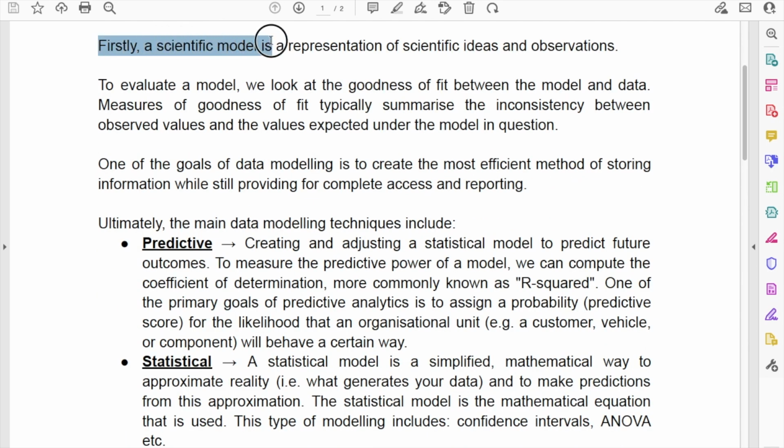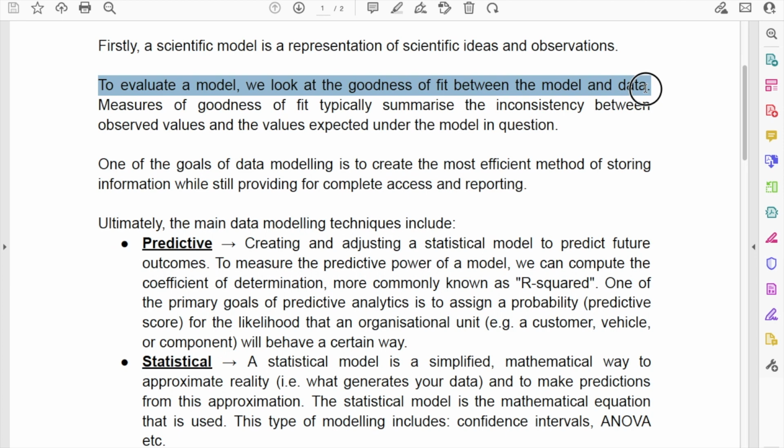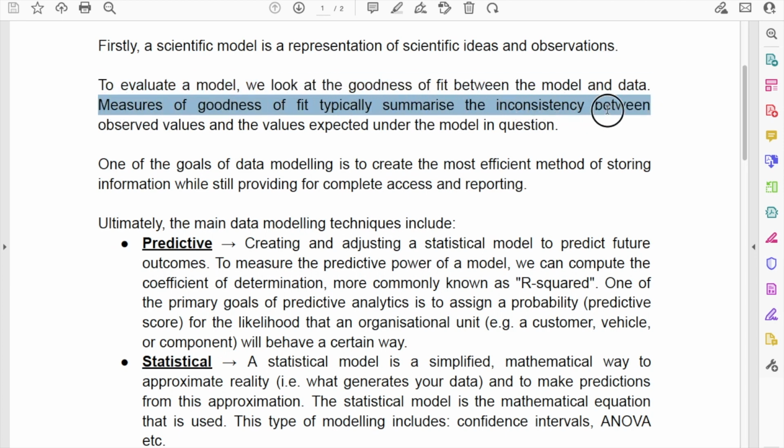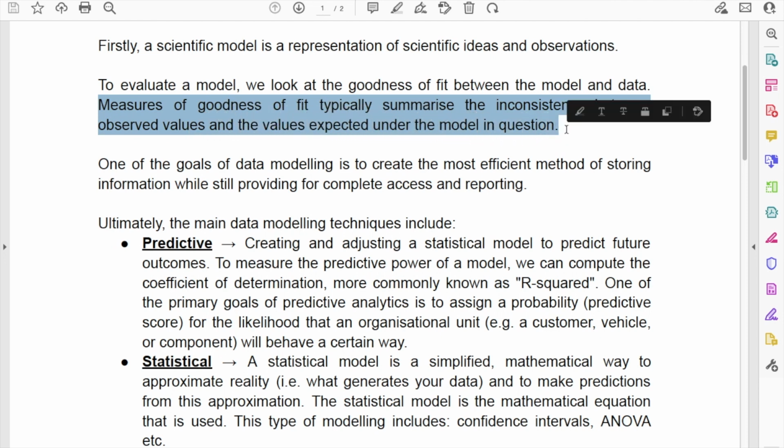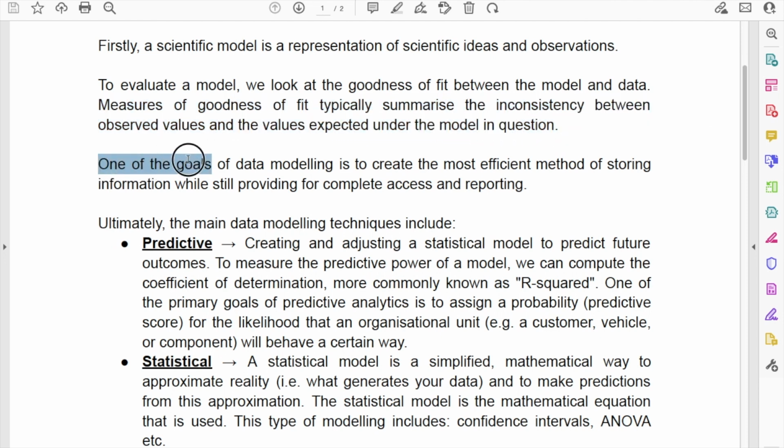Firstly, a scientific model is a representation of scientific ideas and observations. To evaluate a model, we look at the goodness of fit between the model and the data. Measures of goodness of fit typically summarize the inconsistency between observed values and the values expected under the model in question. One of the goals of data modeling is to create the most efficient method of storing information while still providing for complete access and reporting.